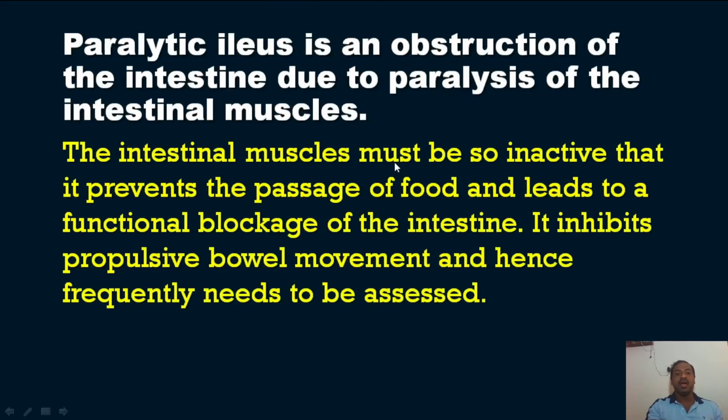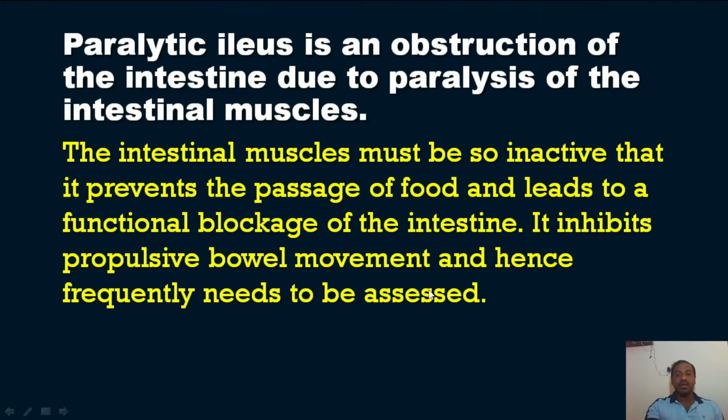So we will see what paralytic ileus is. Paralytic ileus is an obstruction of the intestine due to paralysis of the intestinal muscles. Because of the surgery or some other reasons, there will be paralysis of the intestinal muscles, which can lead to obstruction in the intestine, and this is termed paralytic ileus. We will see the pathophysiology in brief. The intestinal muscles become so inactive that they prevent the passage of food, leading to a functional blockage of the intestine. So it inhibits propulsive bowel movement and hence frequently needs to be assessed.